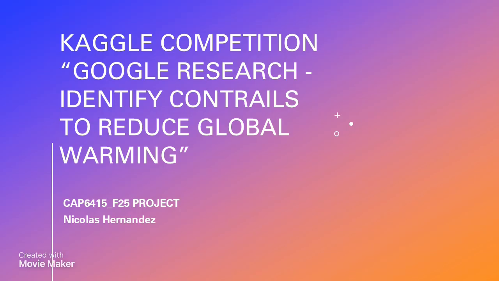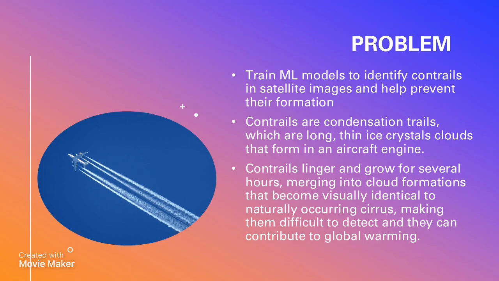Hello, so this is the video for the final project for the computer vision course. My project consisted in entering a Kaggle competition. This was the Google Research Identify Contrails to Reduce Global Warming competition. This one consisted of training a machine learning model to identify contrails in satellite images and help prevent their formation.